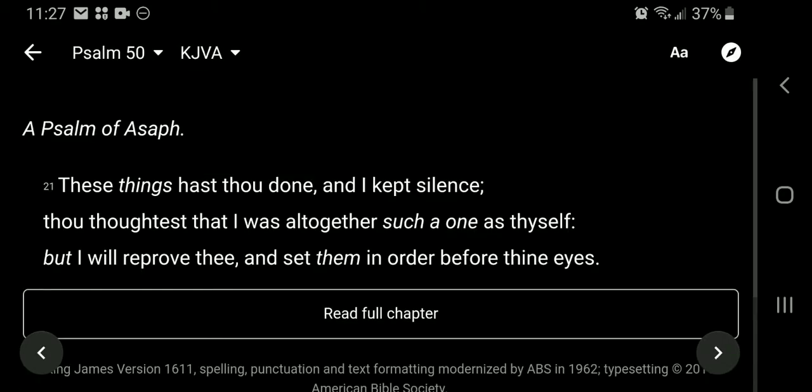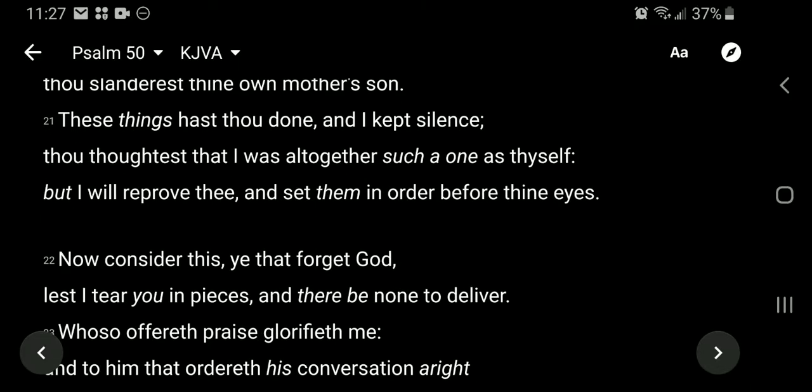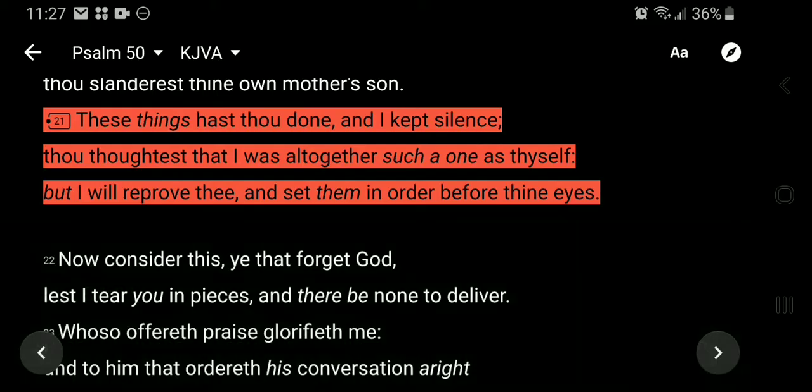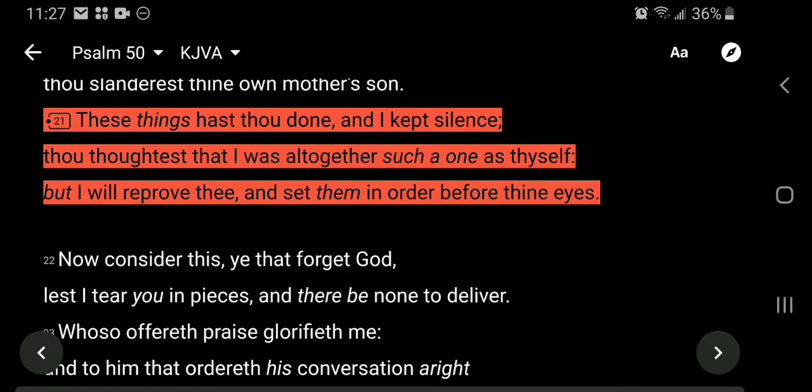Yeah, this is Psalms 50:21. These things hast thou done, and I kept silence. Thou thoughtest that I was altogether such as one as thyself, but I will reprove thee and set them in order before thine eyes. And that is what's going on currently.